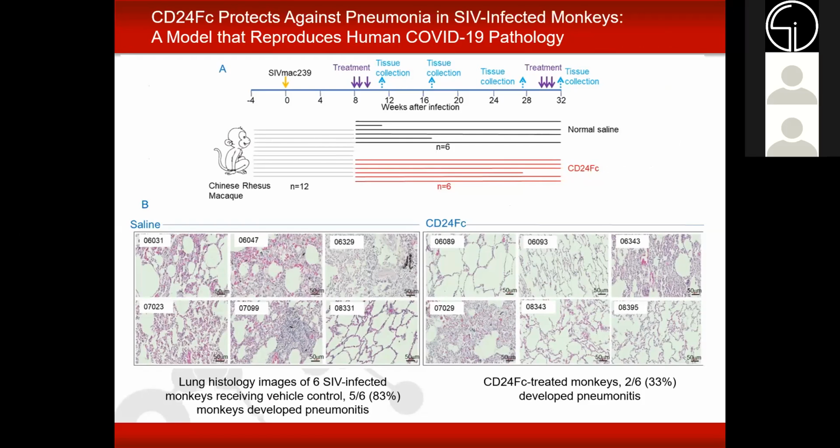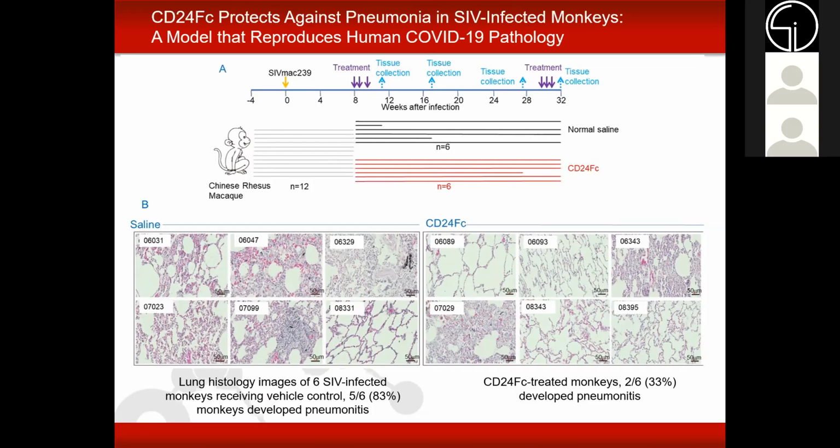So very similar to HIV, the SIV also infects the monkey and causes a lot of AIDS symptoms. So in this experiment, we infect the monkey with this SIV. And after a certain time, they start to show diarrhea and weight loss. Then we separate them into 2 groups. One has a controlled normal saline IV infusion. The other is treated with CD24FC with a 3 treatment.